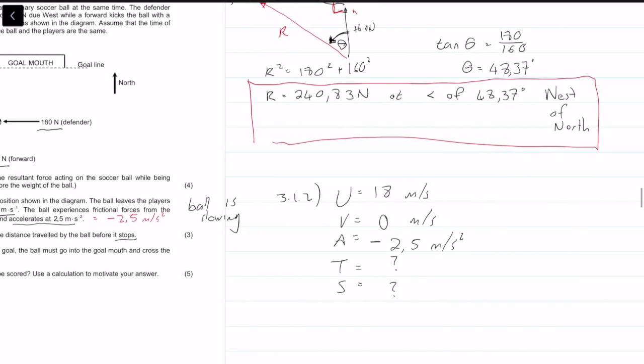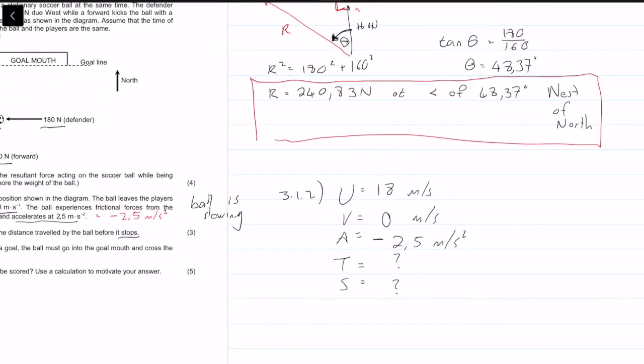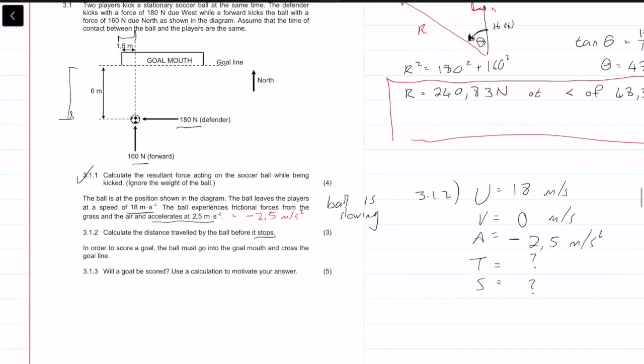Okay, so we can say that v squared equals u squared plus 2as. Our v squared is 0 squared equals 18 squared plus 2 times minus 2.5 s, and solving for s, we get s is equal to 64.8 meters, which is our final answer, and we get 3 marks for that.